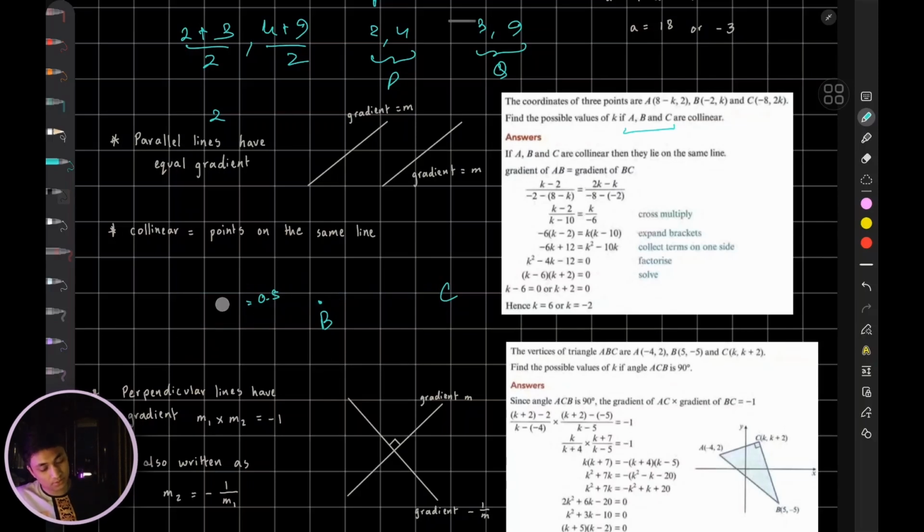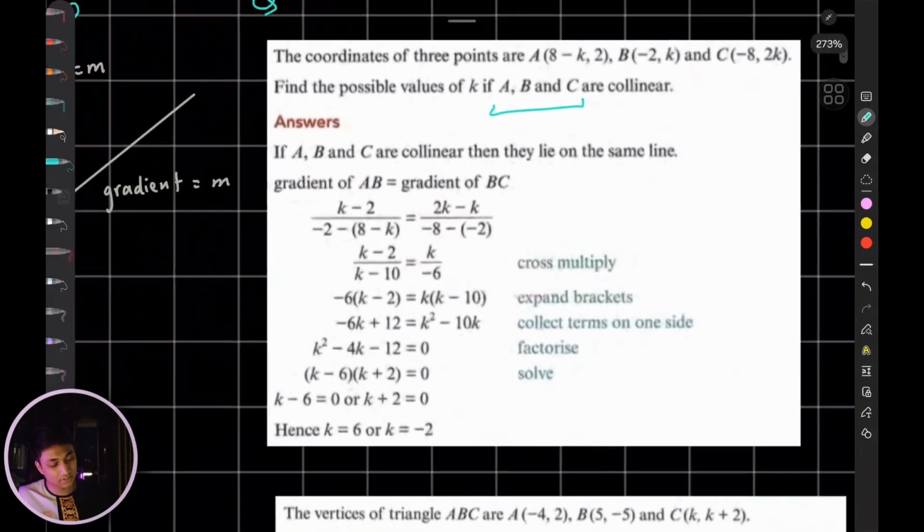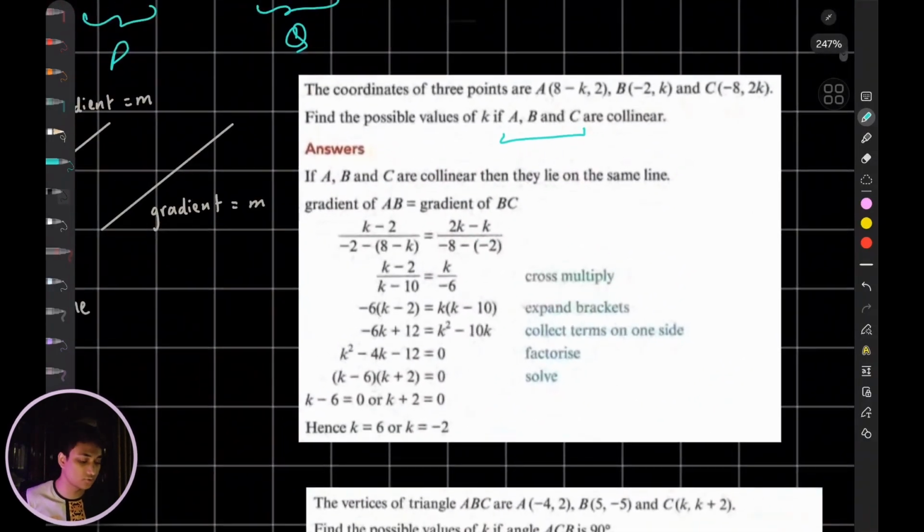Fair enough. So if I show you the solution that is already given, notice the gradient between AB. How do you find that out? You're basically going to take the rise over run. So which one is A and B? This one and this one. So it's going to be k minus 2 divided by minus 2 minus 8 minus k, right?